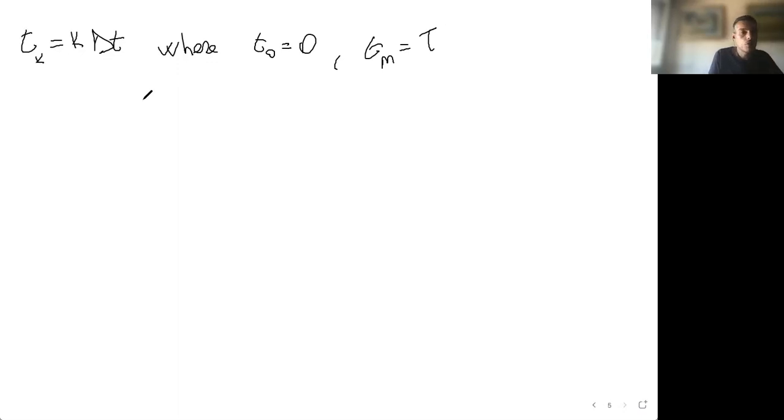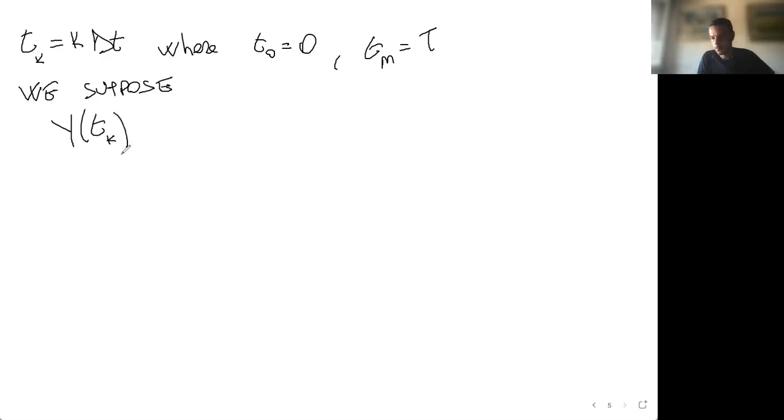Okay, and then we suppose that y of t_k can be approximated by y_k. So the solution at time t_k is, so to say, well approximated by this vector y_k.